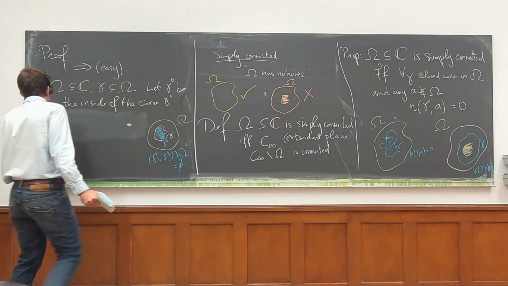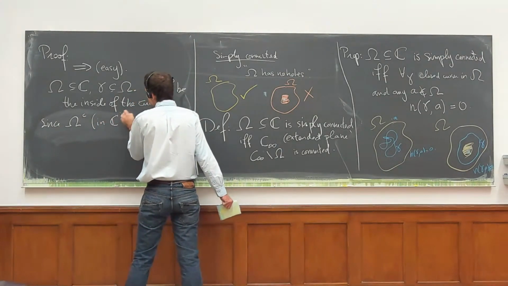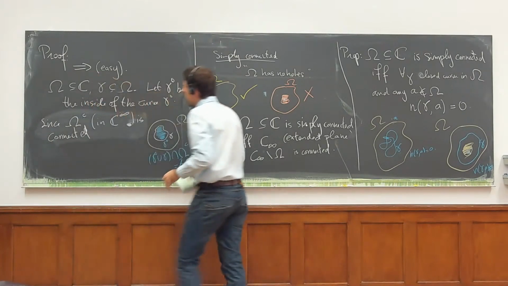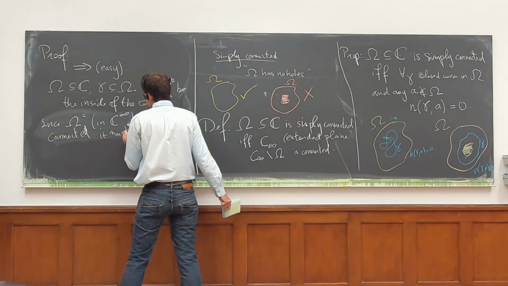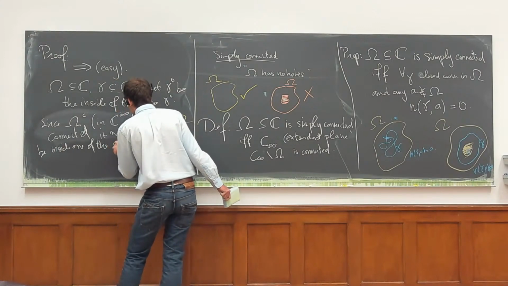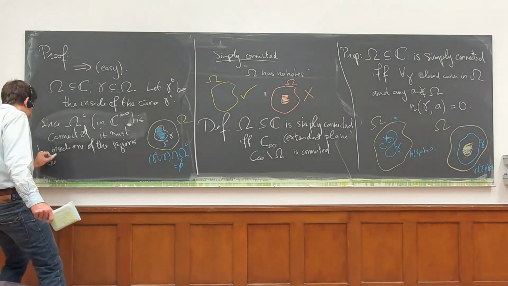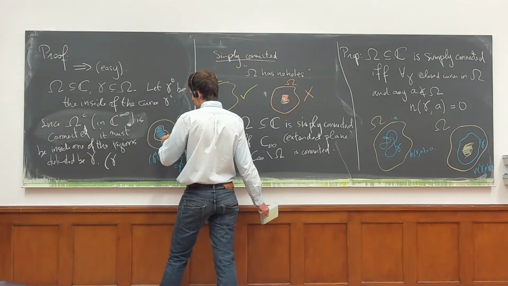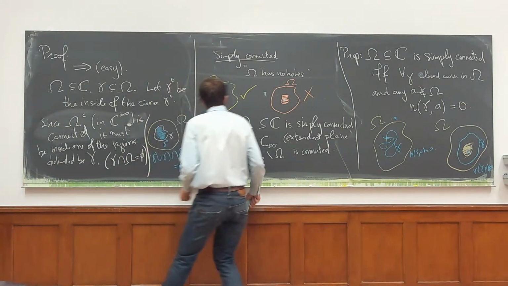So since the complement of omega in C infinity is connected, since this is connected, it must be inside one of the regions delimited by gamma, because gamma does not intersect omega's complement. So let me erase this part now.